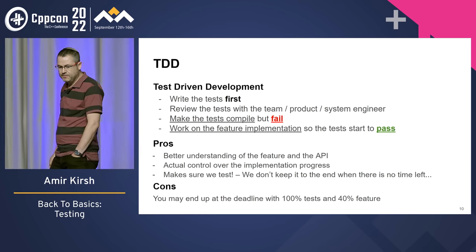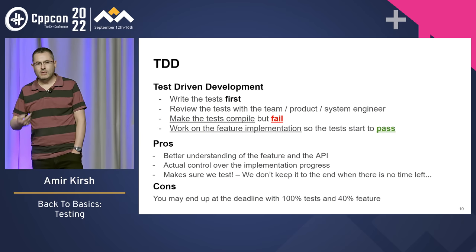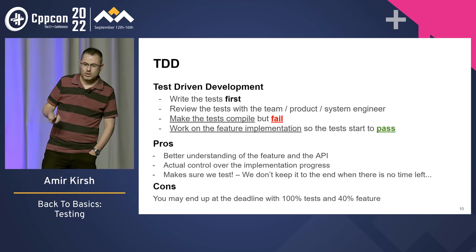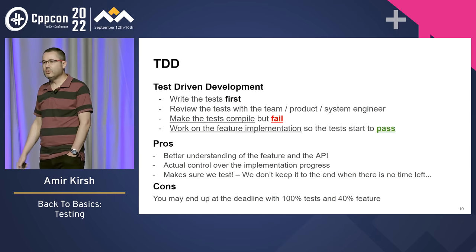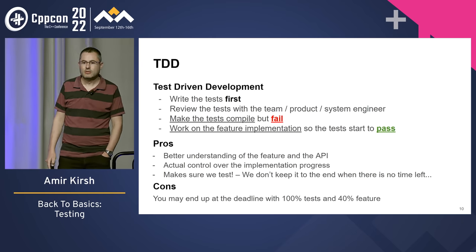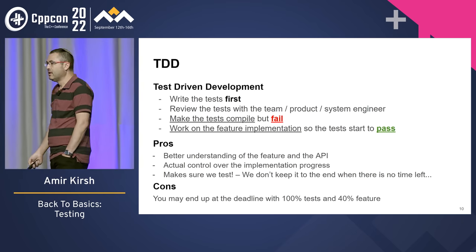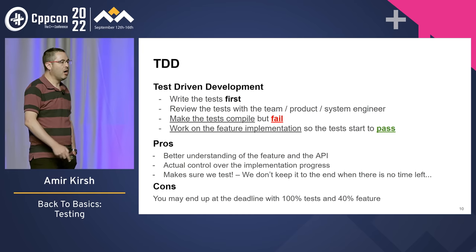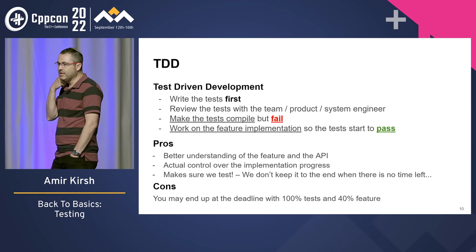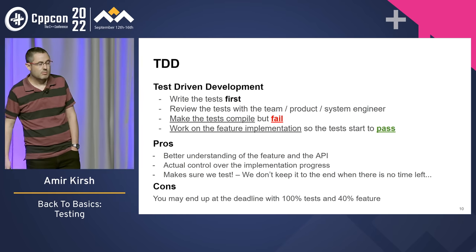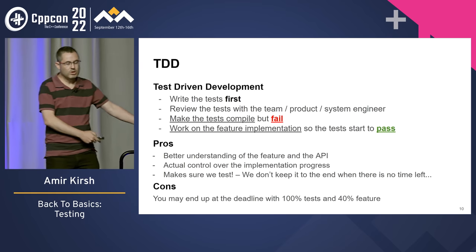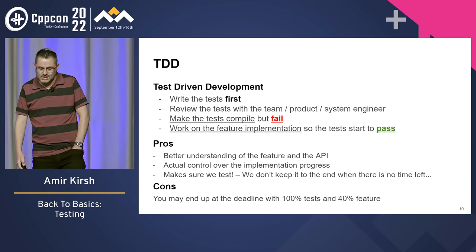The pros are a better understanding of the feature and the API. By creating the test, you understand, as a user, in a way, how the feature should work. Actual control over the implementation progress. In many cases, there is a question of, what is the percentage of your progress? And, well, I wrote a function, so 50%. I wrote another class, 50%. You cannot actually measure that. But you can measure how many tests actually pass. So you say, okay, we have, for this iteration, 20 tests and 12 pass. Okay, it says something. It is still quite hard to understand exactly how much time we still need or how we would be on time, but it says something.